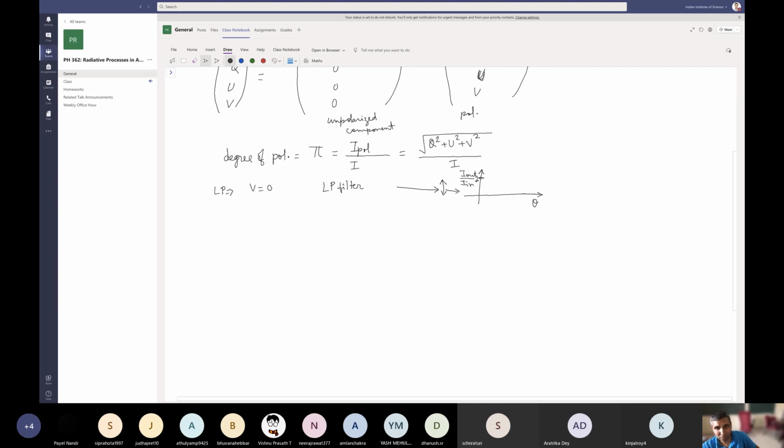So let's take theta to be aligned along the direction of this linear polarization. And when it is transverse to the linearly polarized light, it will vary like this, periodically, for theta going from 0 to 2 pi. This is when it is not allowing any polarized light.